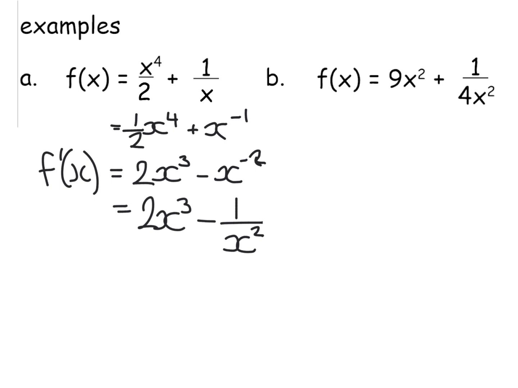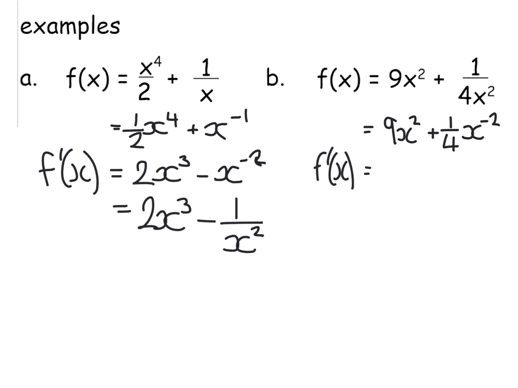Okay, second one. First thing's good to go, second thing not so much. So we're going to leave the 9x squared. Remember the 4 stays in the bottom, so I'm going to write this one as 1/4, and then x to the -2 comes up. Now we're ready to differentiate.